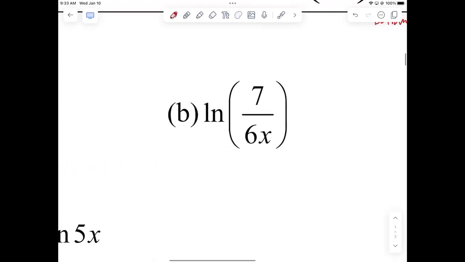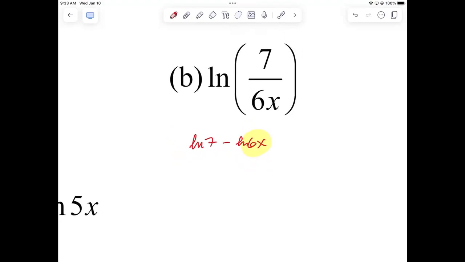All right. What about the natural log of 7 over 6x? Good. Natural log of 7 minus the natural log of 6x. Is that expanded completely? No. What could I do with the 6x? Those are multiplied now, aren't they? So that's what have to be added.